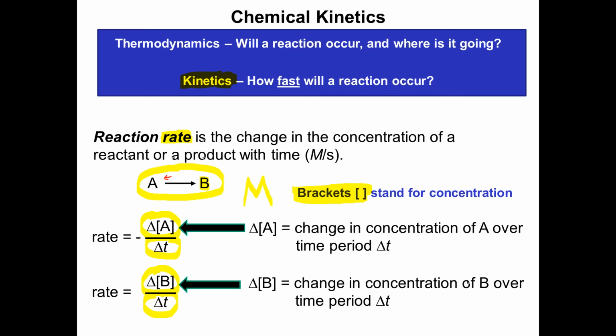Now, rates can be in terms of per second, per minute, per hour. It just depends on what the appropriate time period is. Now, note that rate is negative when we put it in terms of a reactant, but that negative sign is missing when we get down to expressing rate in terms of a product. We'll be explaining this in just a few minutes, but keep that in mind.